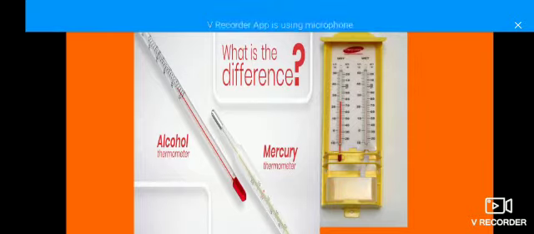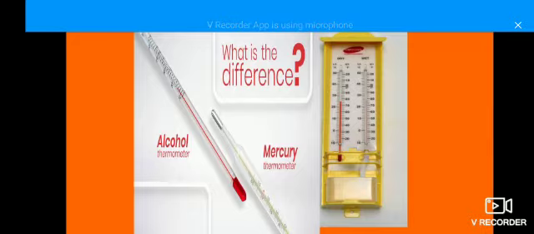Now we look at the next one, the third one, which is a wet and dry bulb thermometer. If you look at the thermometer here, you see there are two bulbs inside, and that's what is called wet and dry bulb thermometer, and it is also called hygrometer. Remember, a hygrometer is used to measure the amount of water vapor in the environment, and that is what is called humidity. A hygrometer is used to measure humidity, which is the amount of water vapor in the air.